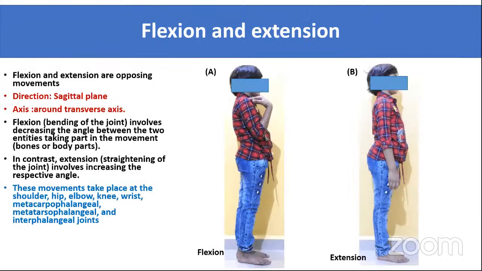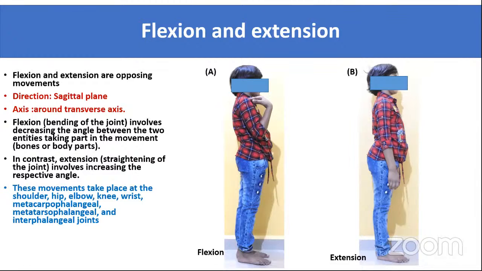Now let's start with the different types of movements, and the first one is flexion and extension. These are two different movements and they are opposite to each other, meaning their movement is exactly opposite. The direction involved is the sagittal plane. If you remember, sagittal plane means from top to bottom or bottom to up and front to back. So this is the direction for the flexion and extension movement. And generally the movement takes place around the transverse axis.